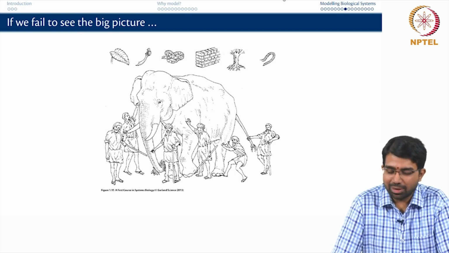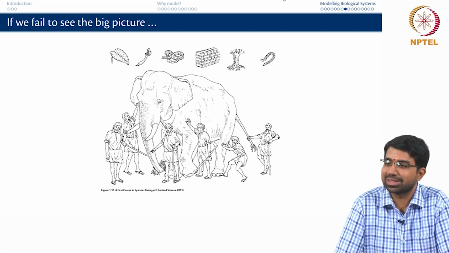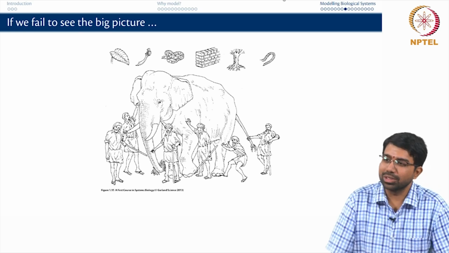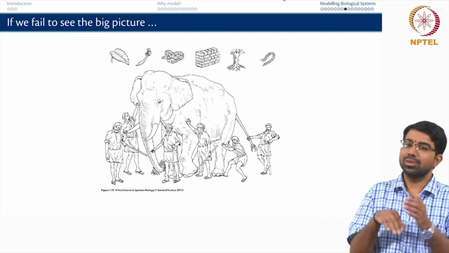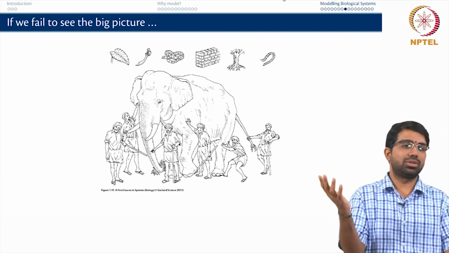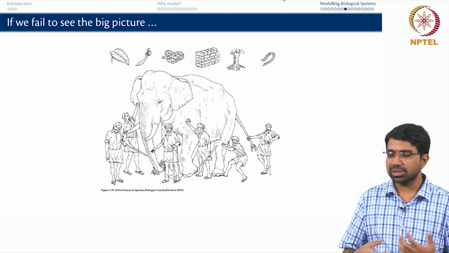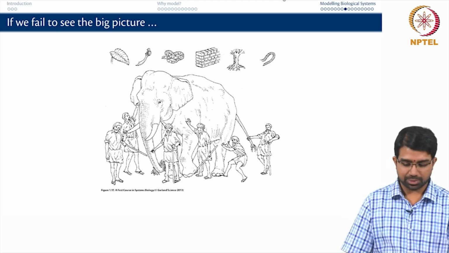So, depending upon which part of the elephant you look at, you will have a completely different observation, and this holds for every cell that you will be studying as well. Right? If you only look at a particular part of the metabolism, you might come up with a completely different conclusion than what you will be able to arrive at when you look at the whole system. So, there are these kinds of challenges when you model biological systems.